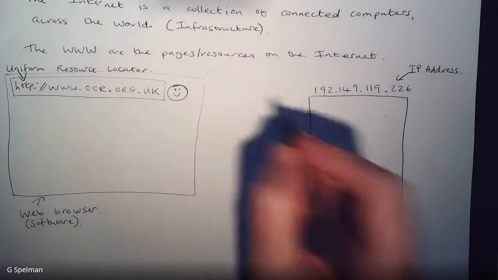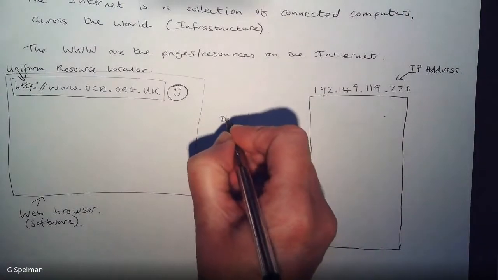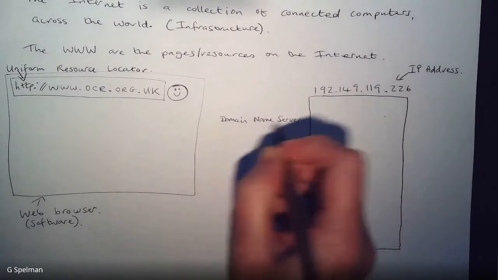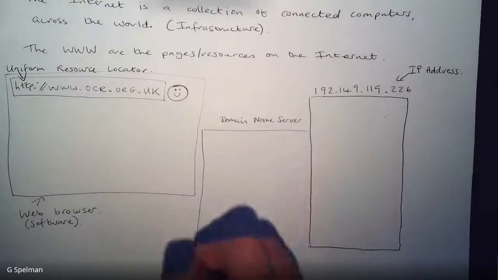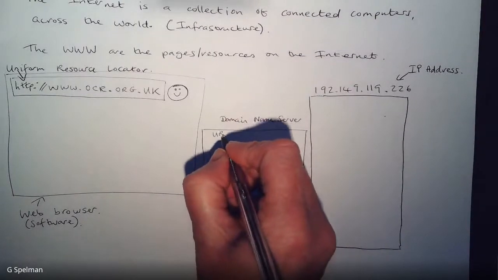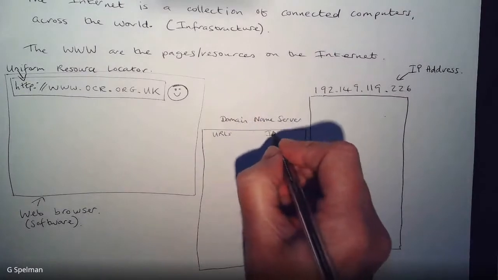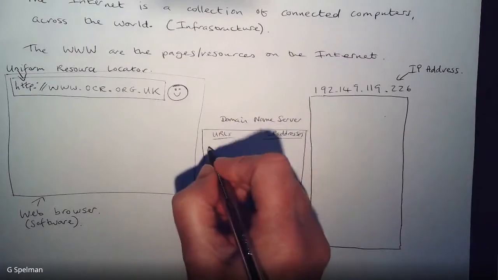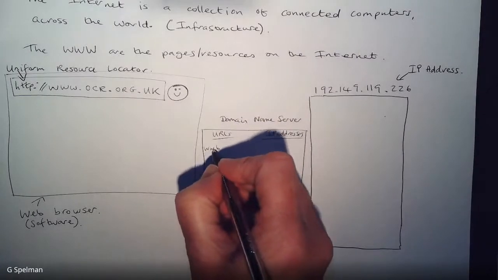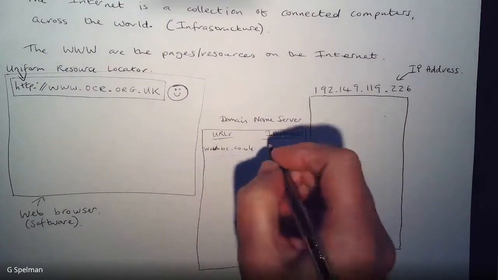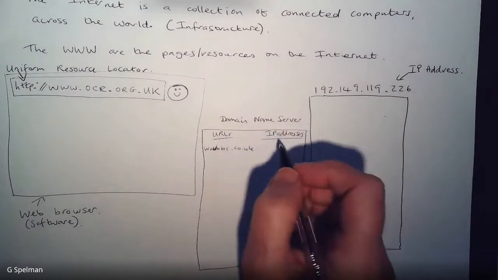So let's draw a domain name server here. And in this server, we have got URLs and corresponding IP addresses. Let's take, for example, I got my writing, www.bbc.co.uk, and let's just make up an address for that.